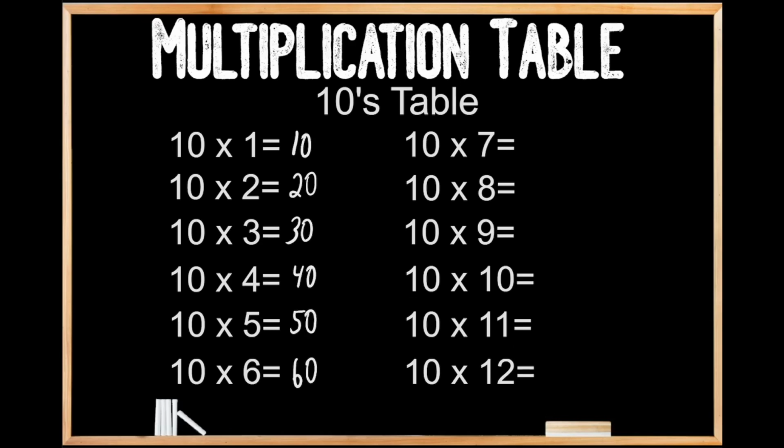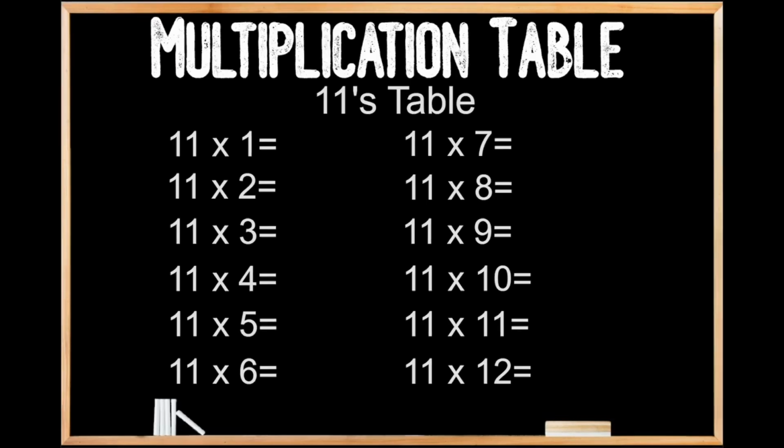10 times 7 is 70. 10 times 8 is 80. 10 times 9 is 90. 10 times 10 is 100. 10 times 11 is 110. And 10 times 12 is 120.